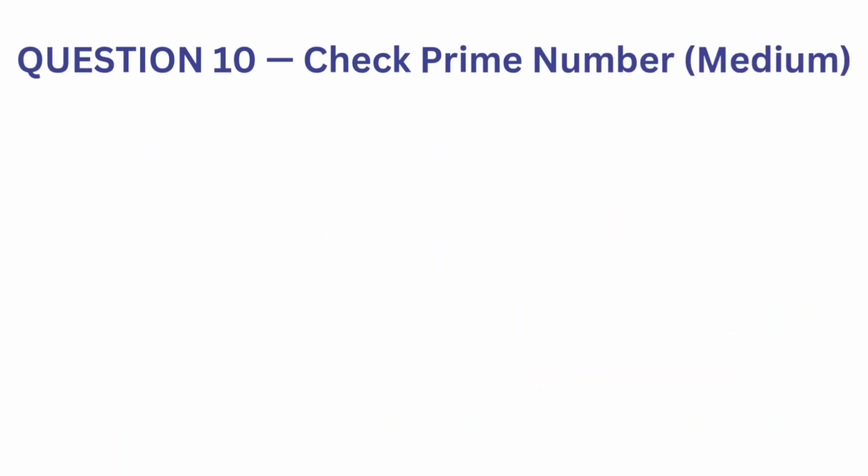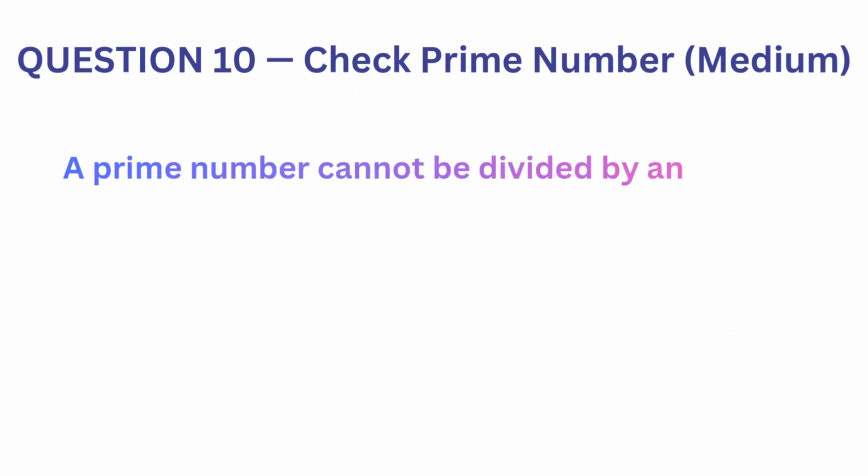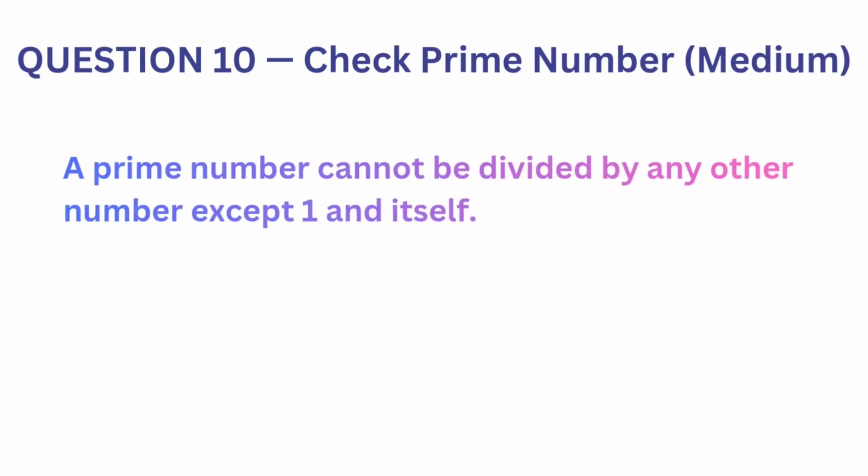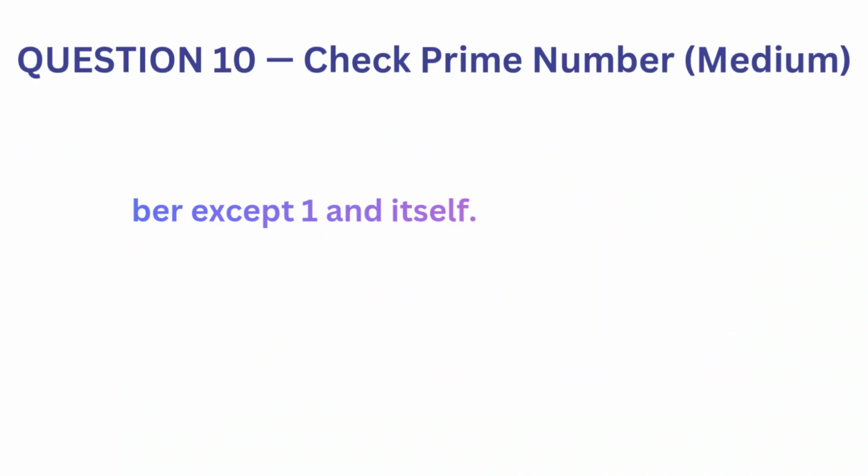And the last question is check prime number. As you know, a prime number is a number that has only two factors, that is 1 and itself. Or in simple words, a prime number cannot be divided by any other number except 1 and itself. So we only check divisors up to the square root of n, which makes this version much faster than a simple loop.